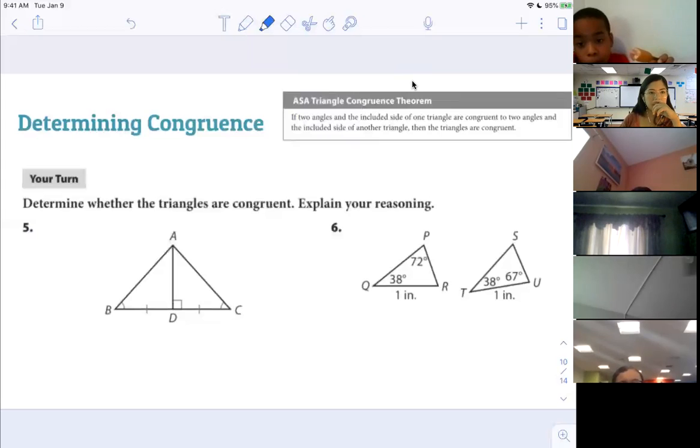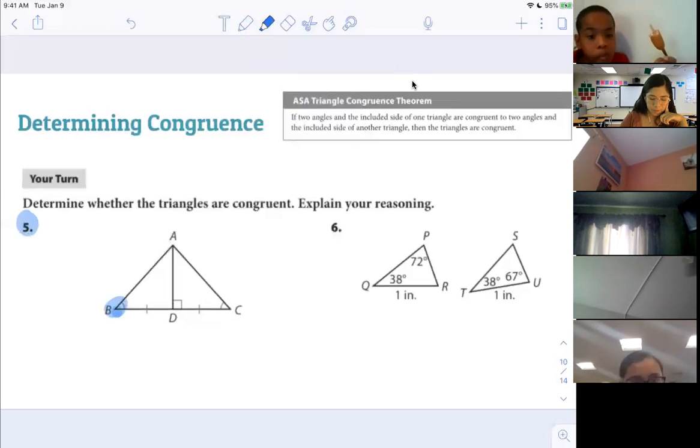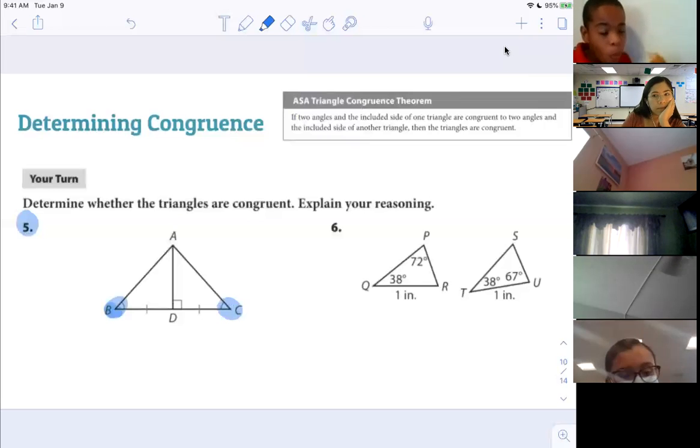Number 5. Sorry. Number 5. So what's one relationship that I know? Okay, so Tyrone says angle B and angle C are congruent. I know this because of the markings. What's another relationship I can set up? Okay, so I see 2 of them.